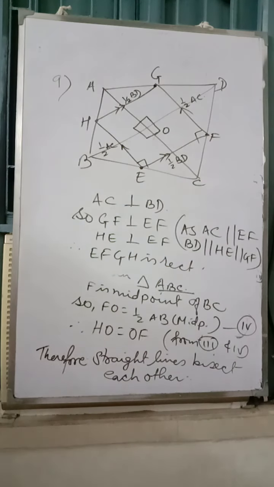Proved. First of all, you have to prove opposite sides are equal. Second, you have to prove each angle is 90 degrees. How to prove each angle is 90? As AC and BD are perpendicular on each other, their parallel lines would also be perpendicular on each other. So as AC is perpendicular to BD, similarly AC is perpendicular to EF also. So if AC is perpendicular to EF, HE would also be perpendicular to EF and GF would also be perpendicular to EF. So this is proved. EFGH is a rectangle. You must write it in your copy.